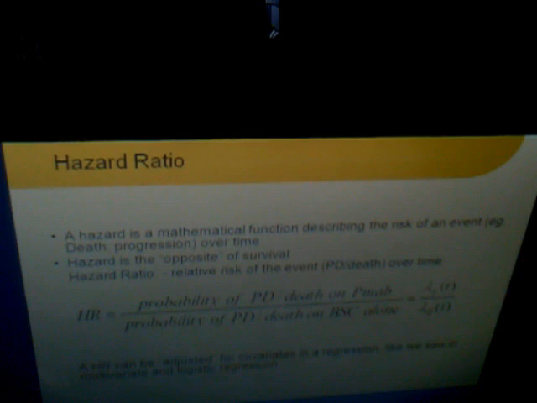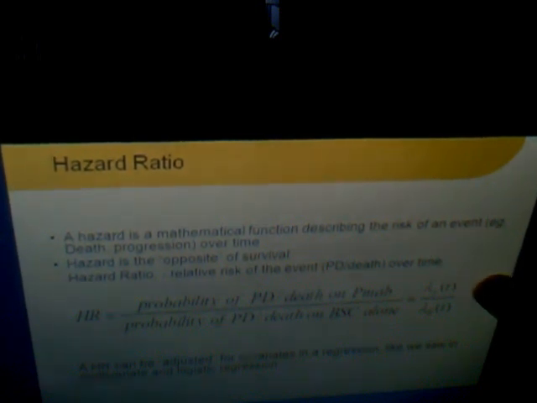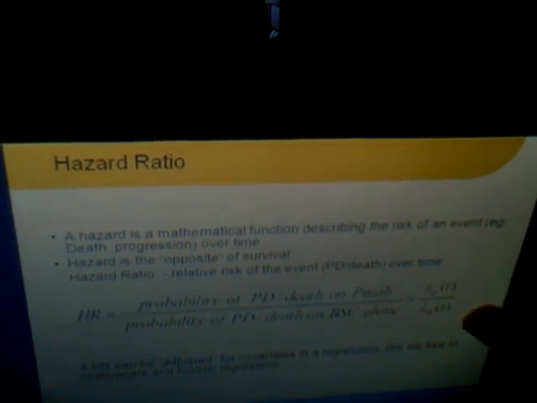So this is what it looks like statistically. We use the Greek letter lambda to represent the hazards, and we just have the hazards on an active treatment. In this case, it's monoclonal antibody PMAB, which is panitumumab, divided by BSC, which stands for best supportive care. And then we can talk about the covariates being adjusted in the regression.